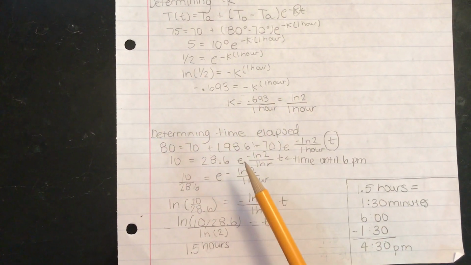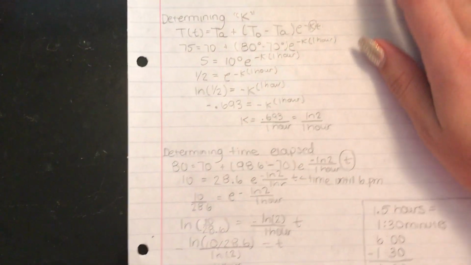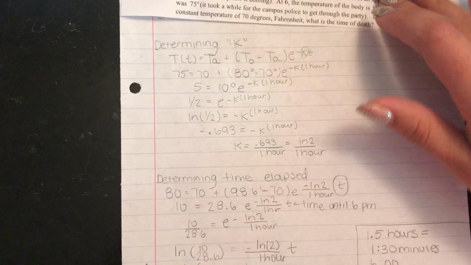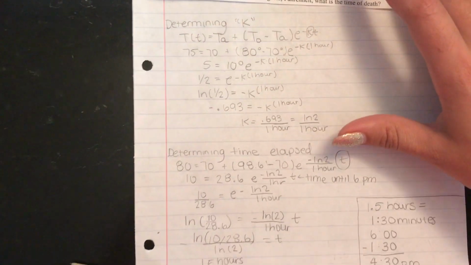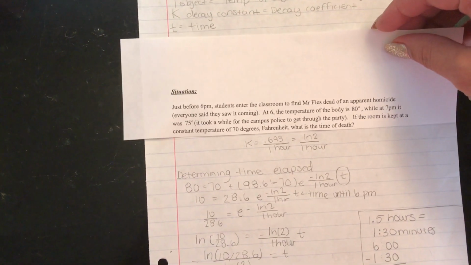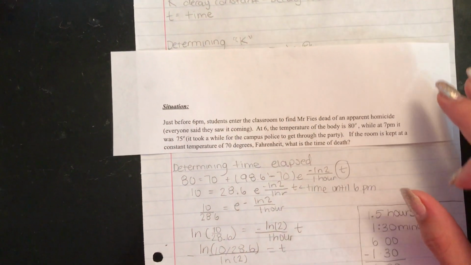Now, we're going to determine the time elapsed between when the body was found and when it actually perished. Let's go back to the question. We're still using the same equation. So now we're using 80 degrees because that's the temperature it was found at initially, regardless of when the police came.